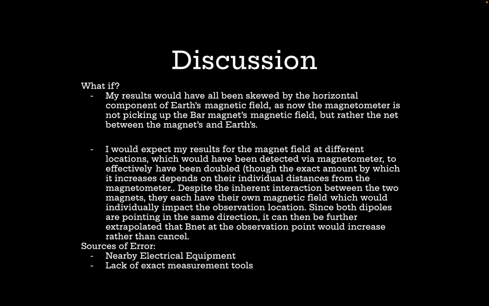So as for the general discussion, I would say that my results would have all been skewed by a horizontal component if we had not aligned ourselves by the Earth's magnetic field initially, as now the Earth's magnetic field is being picked up by the magnetometer.